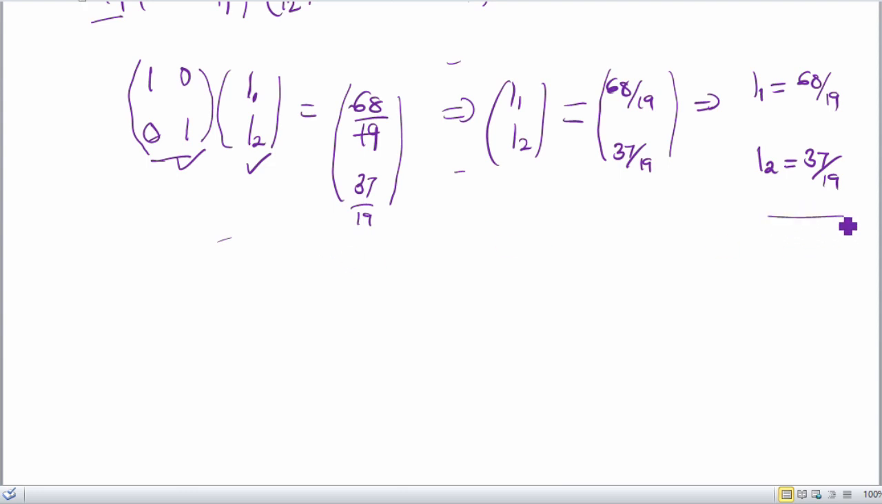Yeah, so this is how we go about solving such a question. And of course, you can divide: 68 over 19 is approximately equal to 3.58. You can simplify up to that point, and then I2 is also approximately equal to 1.95.